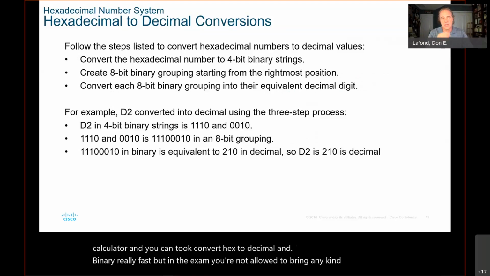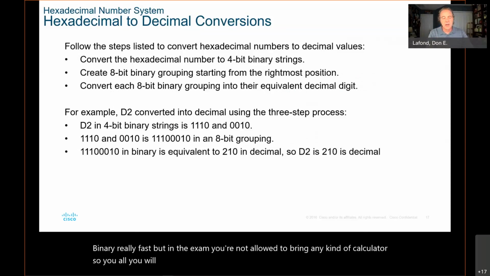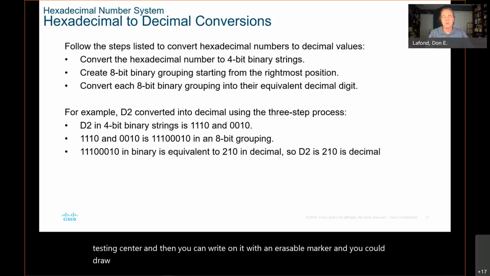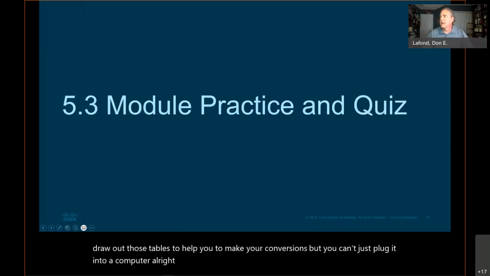So all you will have is an erase board, a small 11 by 14 probably. That's what we used in our testing center. And then you can write on it with an erasable marker. And you could draw out those tables to help you to make your conversions, but you can't just plug it into a computer.